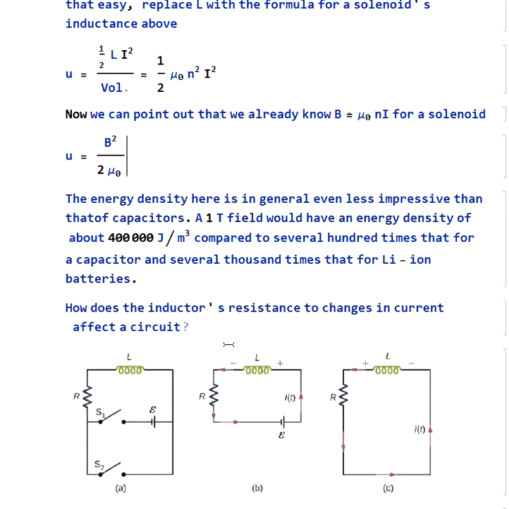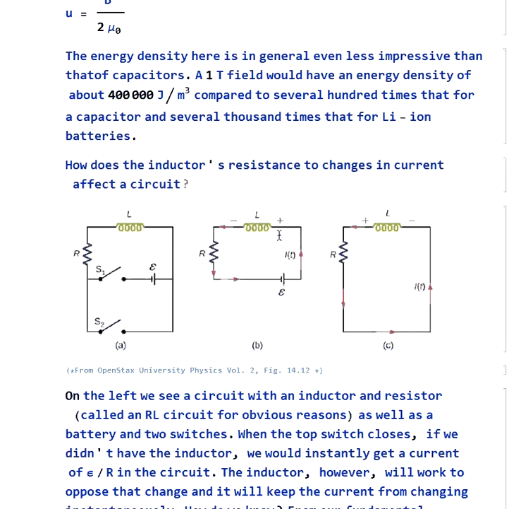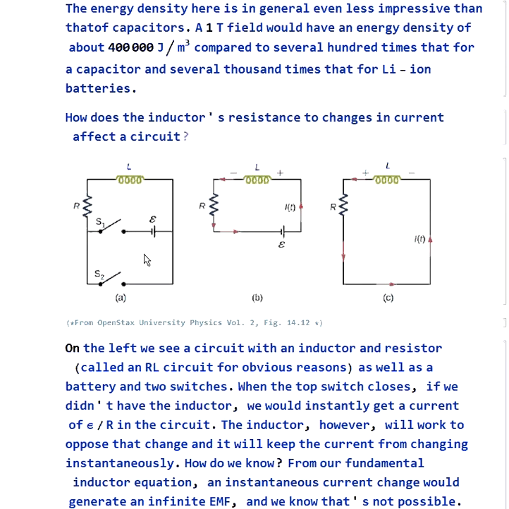This inductor's resistance to changes in the current, how does that affect a circuit? Well, here on the left we have a relatively simple circuit. We've got an inductor, a resistor, and 2 switches. One will add a battery to the circuit, and then if we flip them, we'll take the battery out of the circuit. So the first thing we do is forget the bottom and just close this switch S1.